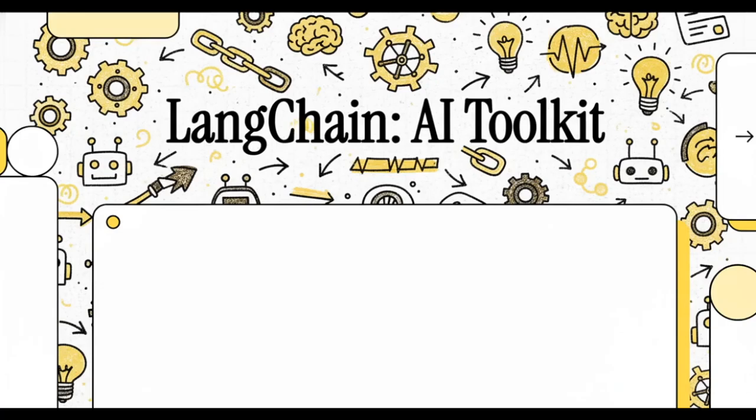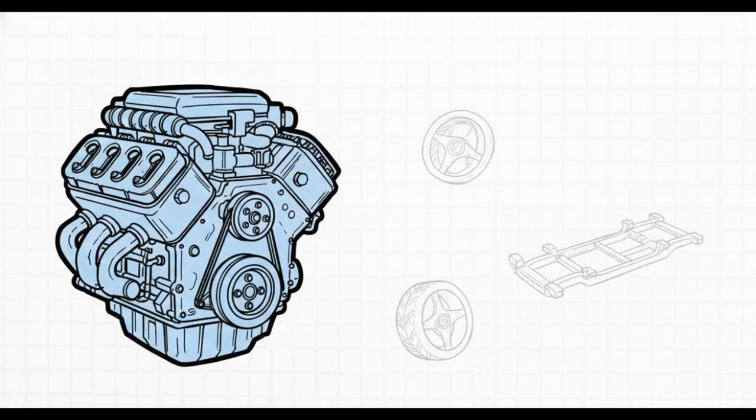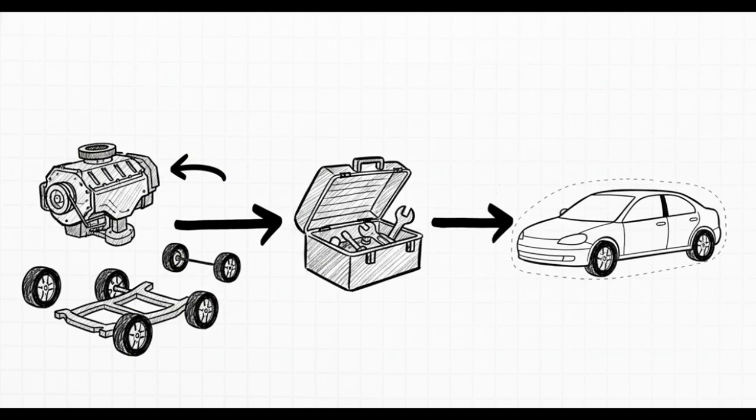It's a toolkit for building AI apps. So LLMs like GPT-4 are amazing, right? But building a real app with them, that's the tricky part. It's kind of like having a super powerful engine, but no car built around it. And that's where LangChain comes in. It's the toolkit you need to build the actual car.